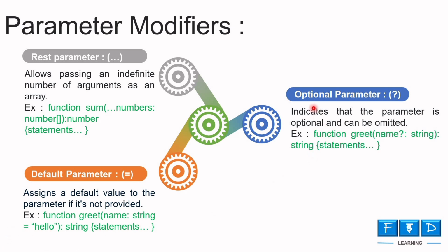Now let's understand the third parameter, the optional parameter. It indicates that the parameter is optional and can be omitted. It means a function parameter that doesn't have to be provided when calling the function. You can mark a parameter as optional by adding a question mark after its name in the function definition. Like here, you can see name is a parameter and we can make this parameter optional by adding the question mark after the parameter name.